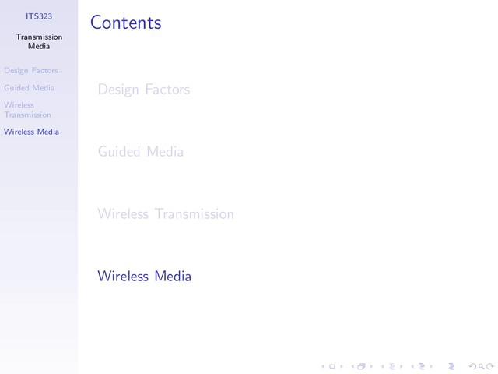We're going to finish this topic today with just some quick examples of wireless media. Not all of them, just some common examples that you may know about, and then we'll move on to the next topic. So we'll go through these examples reasonably quickly.